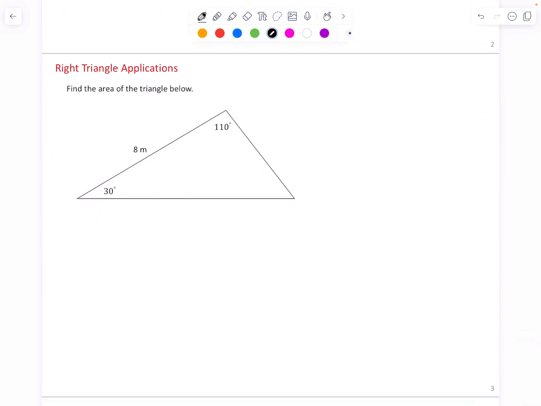Find the area of the triangle below. Now, a quick review on how to find the area of a triangle. Let's pretend that we have a right triangle to begin with, and the horizontal leg we'll say is B for base, and we'll say H for height, not hypotenuse.